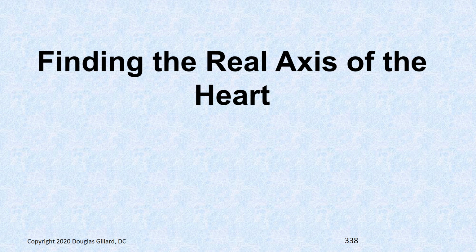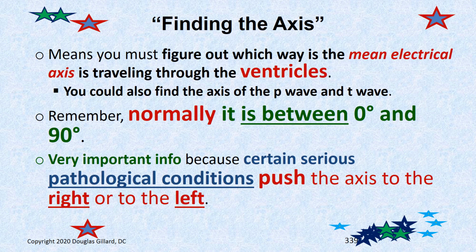Finding the real axis of the heart. Now we're going to get a little deeper. So the question could say, find the axis of the heart. What does that mean? That means find the ventricular mean electrical axis of the heart. The question might not go that far, so you need to understand what the axis is.